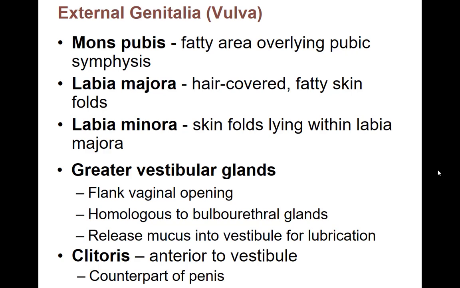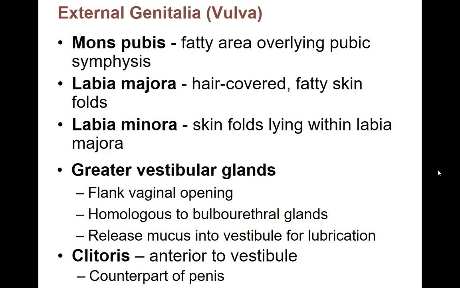The external genitalia, again, some of this we went over in lab, so I'm kind of flying through some of the structures. The mons pubis, the fatty tissue area that sits right in front of the pubic bone. The labia majora, the hair-covered outer fatty skin folds. Inside of it is the labia minora.